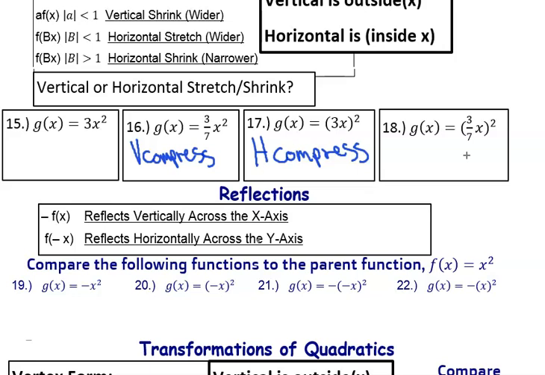Let's look at reflections. If we look at number 21, g(x) = negative, parentheses, negative x, squared, it actually reflects across both the x and y axis. Fill in the other three.